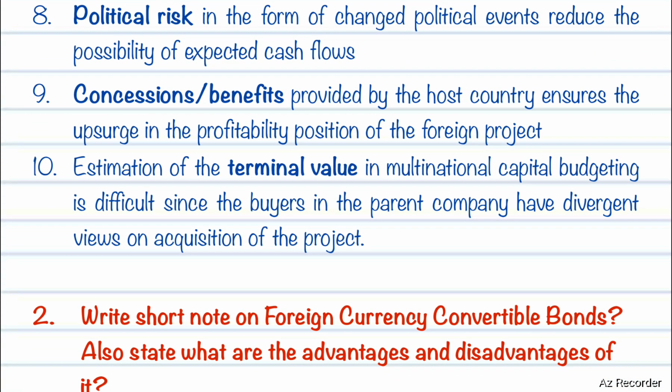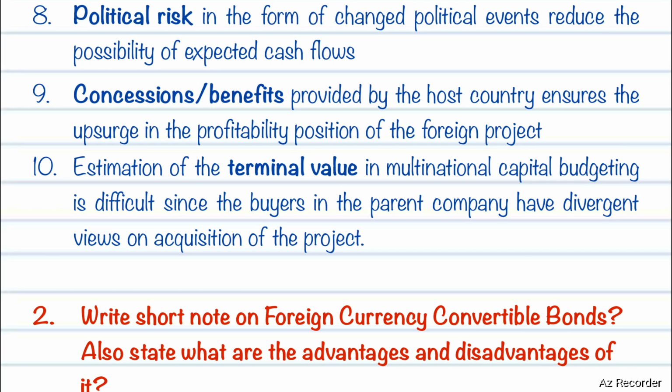Next, political risk in the form of changed political events reduces the possibility of expected cash flows. Concessions or benefits provided by the host country ensure an upsurge in the profitability of the foreign project. Estimation of the terminal value in multinational capital budgeting is difficult since the buyers in the parent company have divergent views on acquisition of the project.